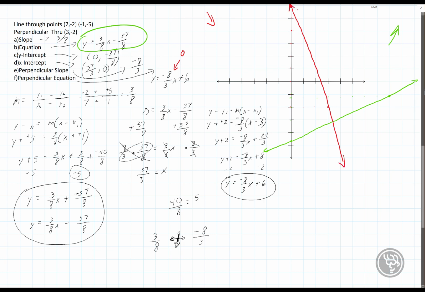So that's what your lines look like, and this is totally messy. Apologize for that, but this is a complete problem to understand all the basic concepts of slope and graphing.